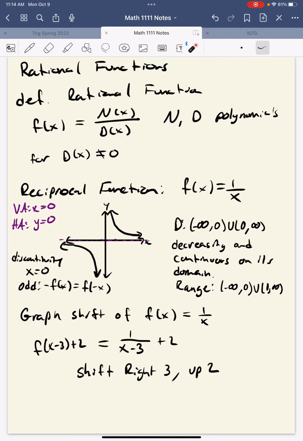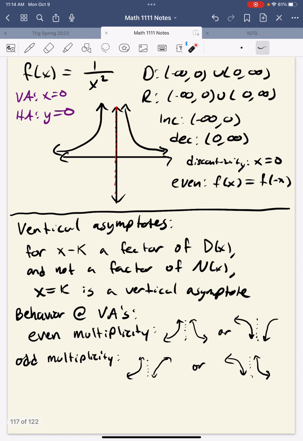Then we just want to recall graph shifting properties from previously in this semester. We can shift the reciprocal function up, down, left, and right. So in this example, we have a -3 inside the parentheses. That's going to shift right 3, and then a +2 on the outside of the parentheses. That's going to shift up 2.